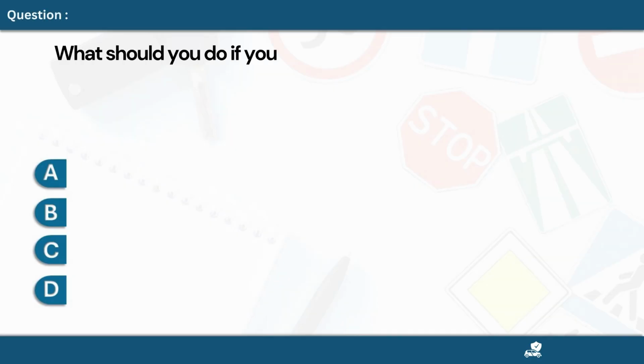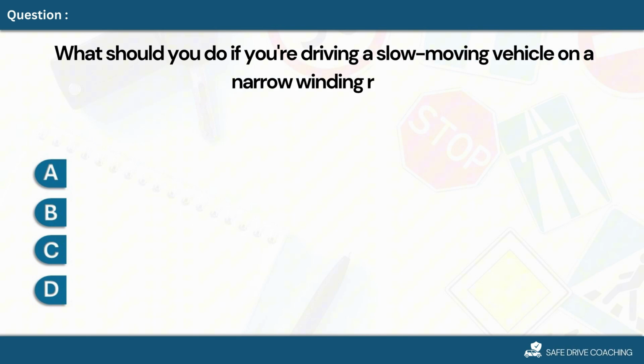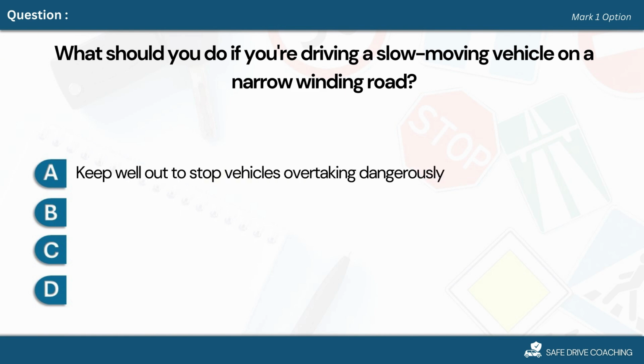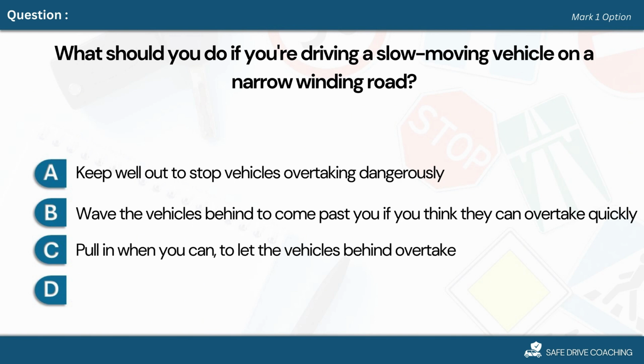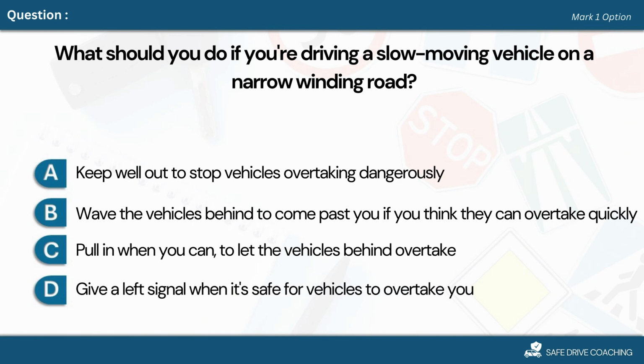What should you do if you're driving a slow-moving vehicle on a narrow, winding road? A. Keep well out to stop vehicles overtaking dangerously. B. Wave the vehicles behind to come past you if you think they can overtake quickly. C. Pull in when you can to let the vehicles behind overtake. D. Give a left signal when it's safe for vehicles to overtake you.